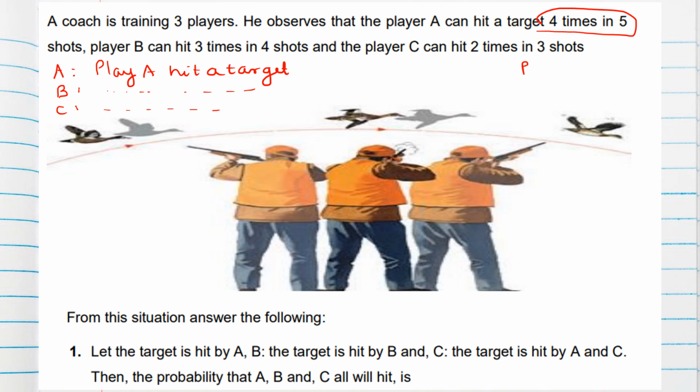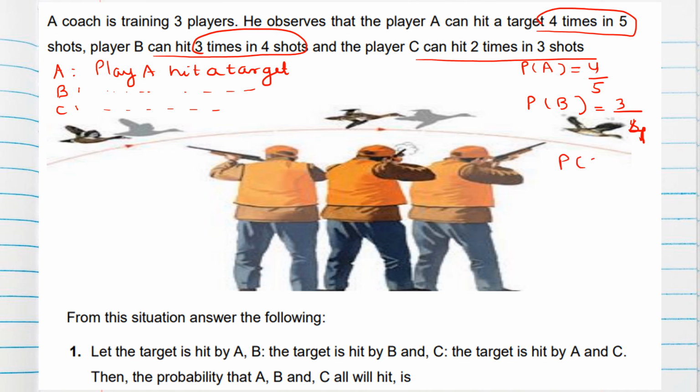So the probability of A we can say is 4 by 5. Player B can hit 3 times in 4 shots. So out of 4, 3 times he can hit the target, 3 by 4. Player C can hit 2 times in 3 shots. So the probability of C is 2 by 3. So these are the 3 probabilities.